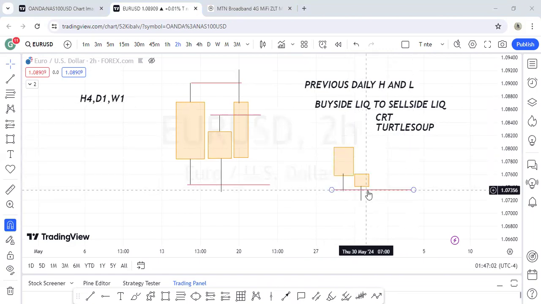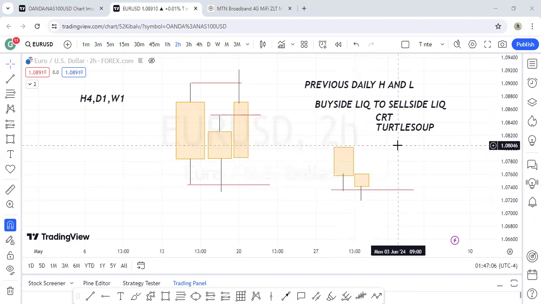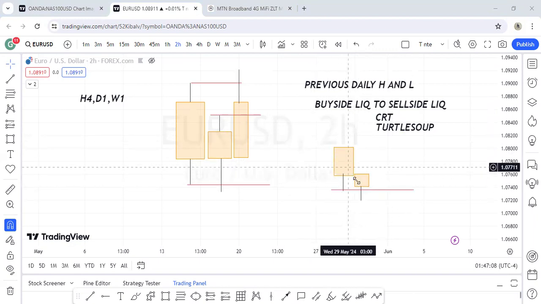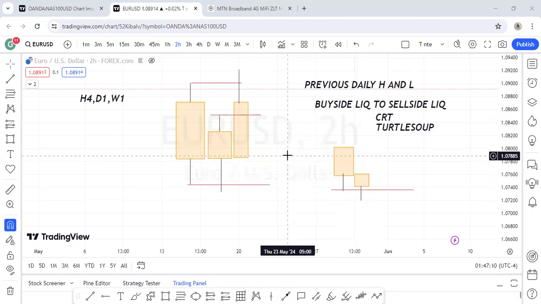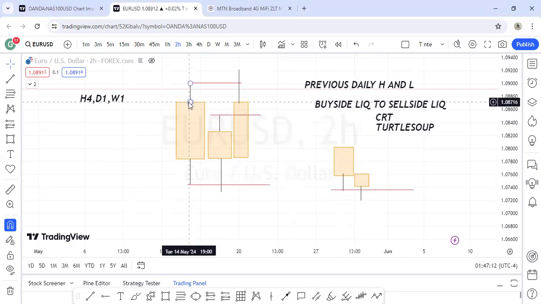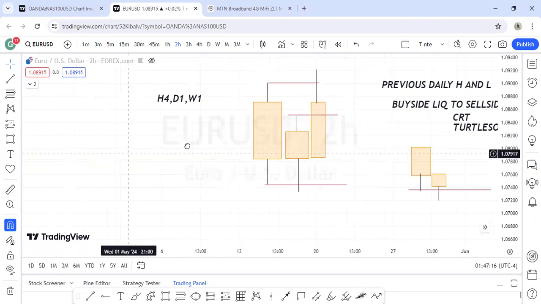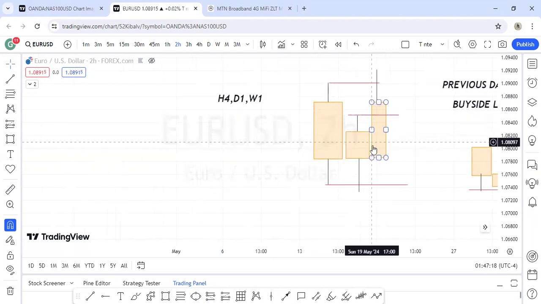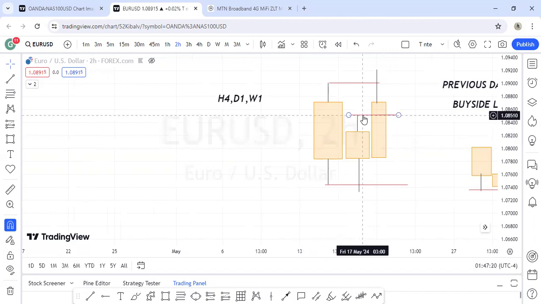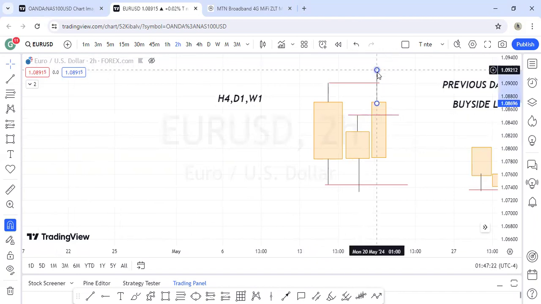Just understand that when the market clears liquidity to the downside, it obviously wants to go for the upside. And if you're bullish, this is a very good reason to buy. This also happens on the weekly charts too. So for weekly charts, sometimes you can see this happen. Sometimes the market can also do the reverse.